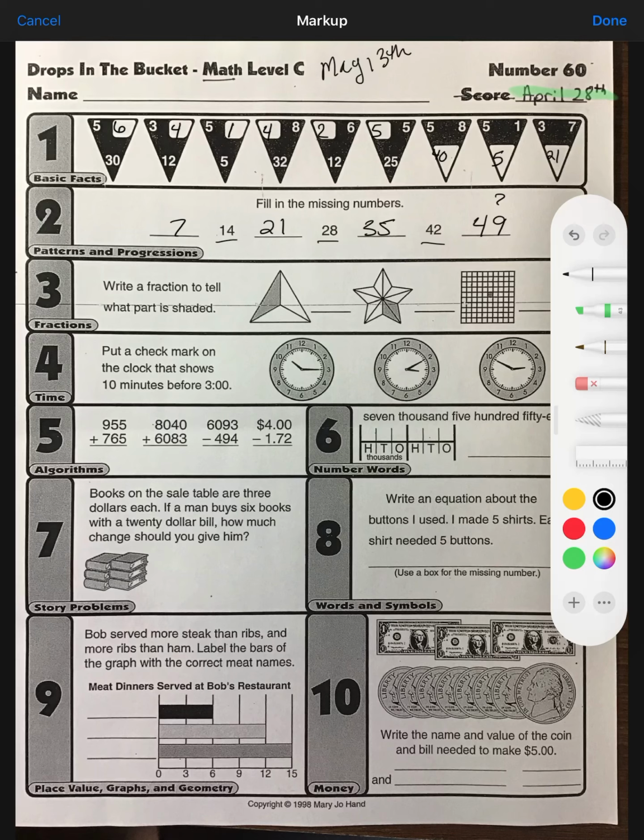Okay, fractions. Write a fraction to tell what part is shaded. So I have 3 parts, 1 is shaded. So 1/3. Now this star, you could say 1 out of 5, or you can say 2 out of 10. It just depends on if you're counting this as 1 and this as 1, if you're counting each one of these parts. Or are you counting that as a part? So it depends on how you're looking at that star.